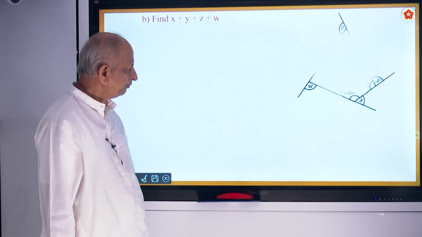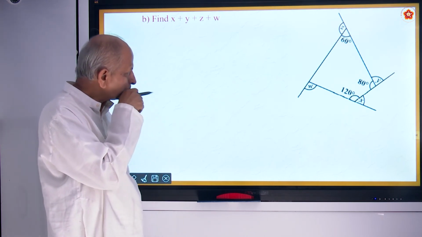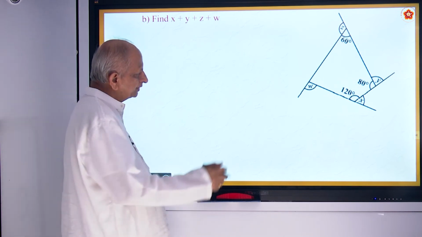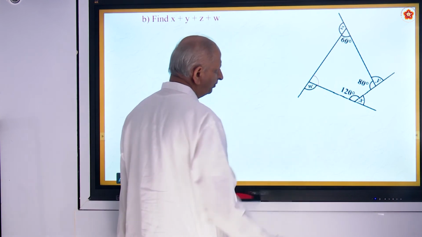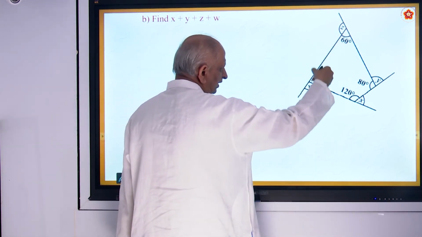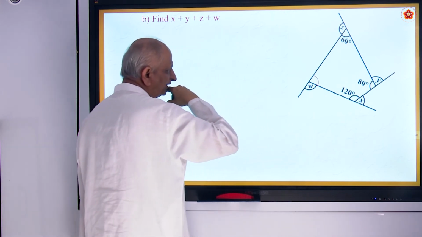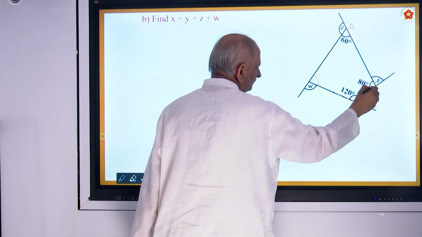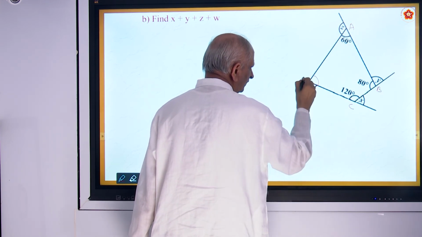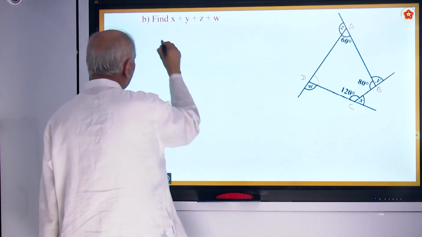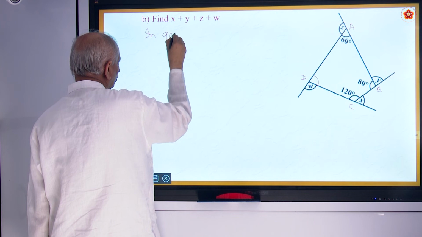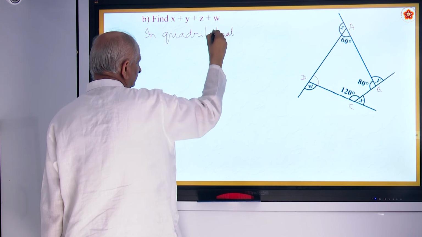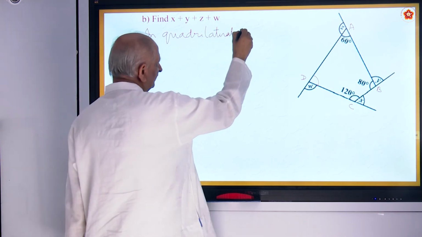Same type with one more angle. This is about a quadrilateral. First you must find out this angle. How much will it be? In a quadrilateral, what is the sum of all the angles? 360. Is it not? Now we will do one thing. We will name it A, B, C, D. Okay. So in the quadrilateral, for those who can't understand, I am writing down.